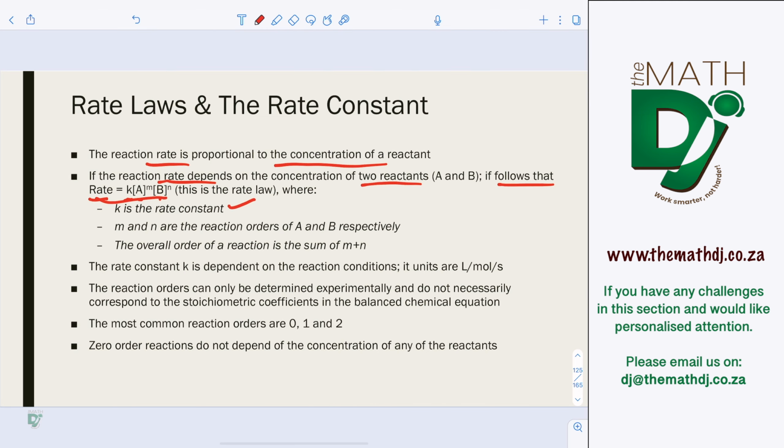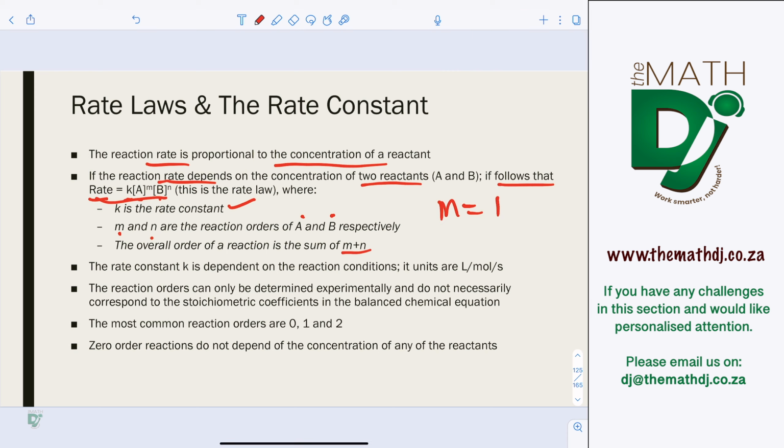So K is the constant which will be given. Then A and B represent the concentrations. And M and N are the reaction orders of A and B. Then the overall order of the reaction is the sum of M and N. So don't struggle and worry about what's the order of a reaction. This is just some of the chemical things that have been calculated by scientists, so don't worry much about it. So when M is equal to 1, we say it's first order. If it's 2, it's second order, and so on.